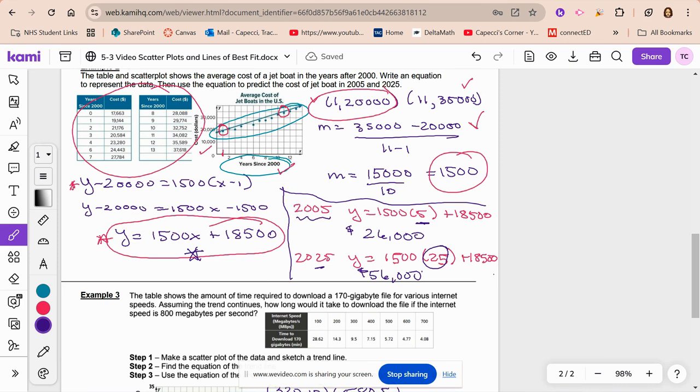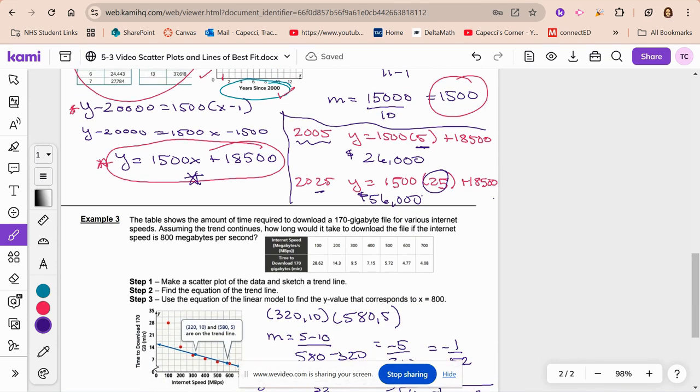Okay, so that's what happens in line of best fit. Once you plot the points, you find the line of best fit. You find the equation of the line. Once the points are plotted, you draw your line of best fit. You don't look at the points, you just look at the line. And then we use that equation to predict in the future. That's really what a lot of businesses do.